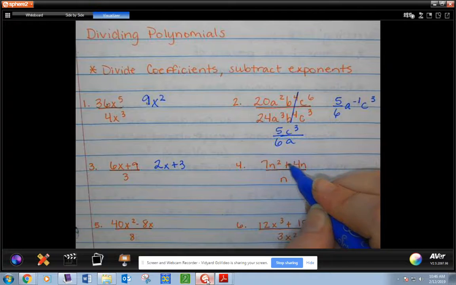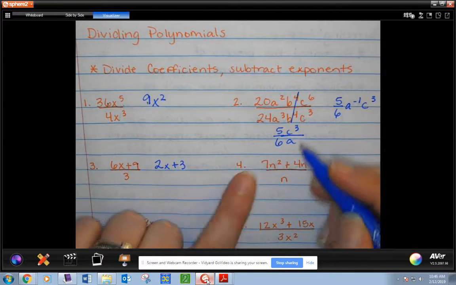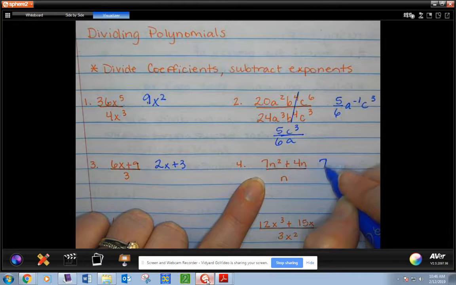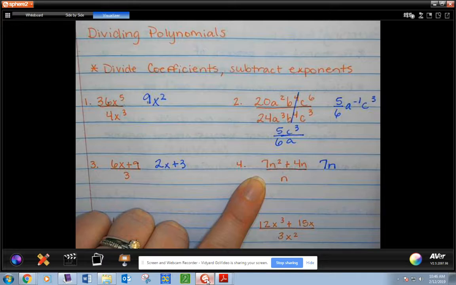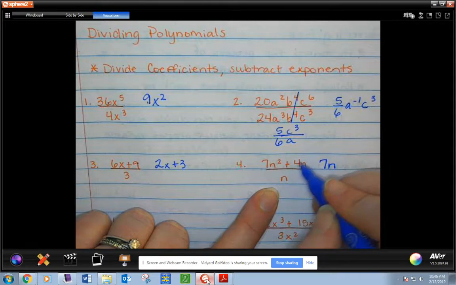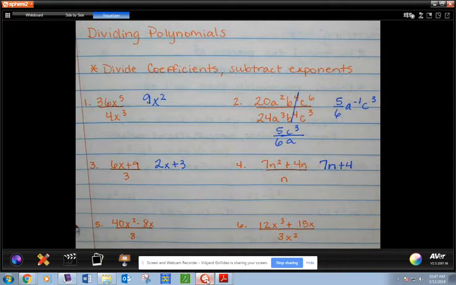7n squared plus 4n divided by n. So 7n squared divided by n. You don't have a coefficient, so you're going to keep 7. N squared minus n gives me n. Okay, 4n divided by n. I don't have a coefficient, so I keep that positive 4. And n divided by n cancels, so my answer is 7n plus 4.